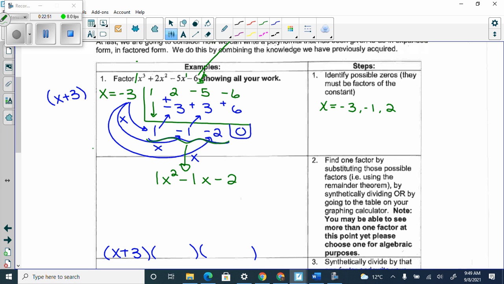So let's ask ourselves, what times what equals the first times the last, if you're forgetting your factor? -2. And then what plus what always equals your middle, which is -1. And I do blanks because then I don't mess myself up. So what times what gets you -2? What plus what gets you the middle? -1. What two numbers?